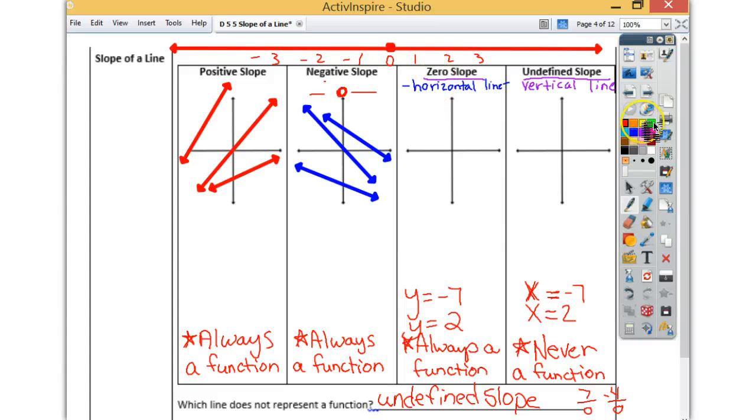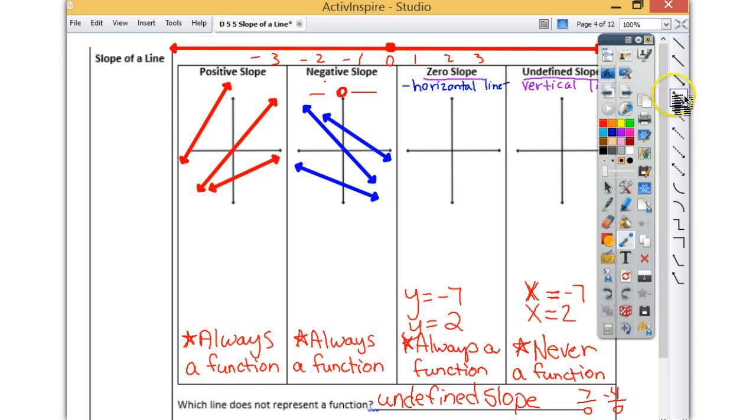Here, for a zero slope, a zero slope is a horizontal line. So let's graph this one. Say y equals -7. So on your y-axis, you'd find the -7, which might be like right there. And then you intersect it right there.